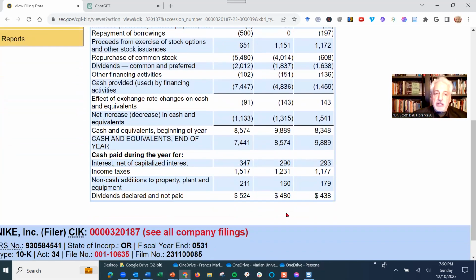The other thing to point out is if you look down here under cash and cash equivalents at the beginning of the year, cash and cash equivalents at the end of the year, those better match the balance sheet.